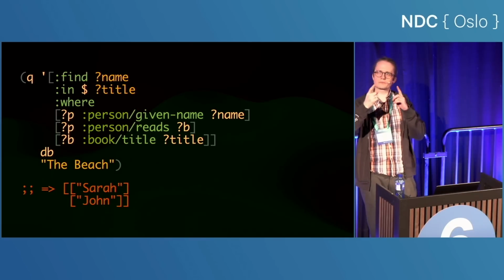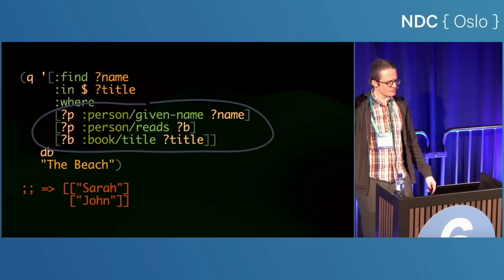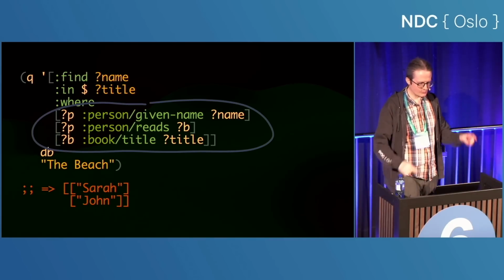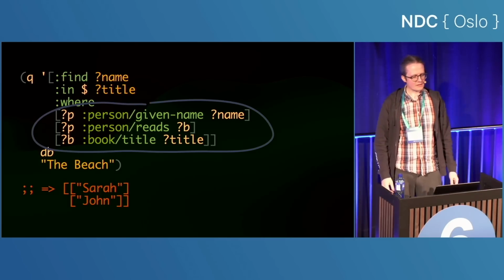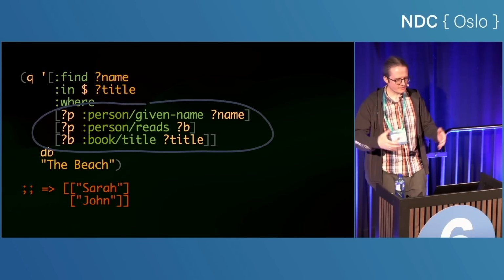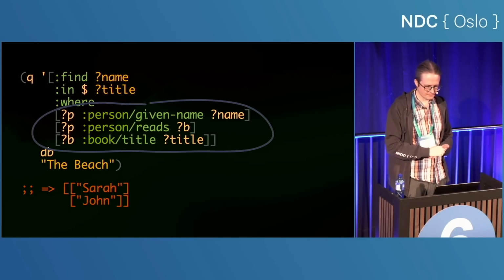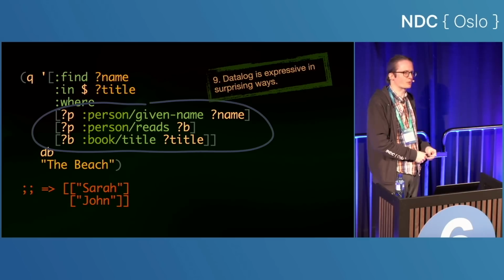We don't have to change very much with this query, right? This part here never changes. It's almost timeless in that it expresses the relationship between these attributes in a way that is not directly dependent on the question we're asking. I think that was pretty cool. So Datalog is expressive in surprising ways.